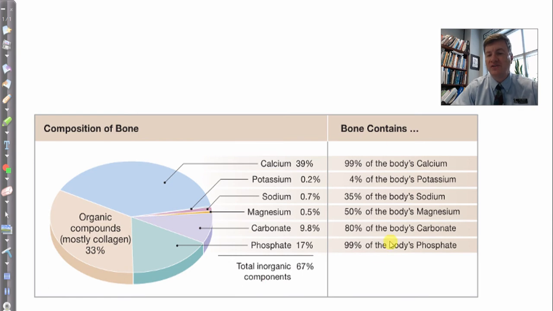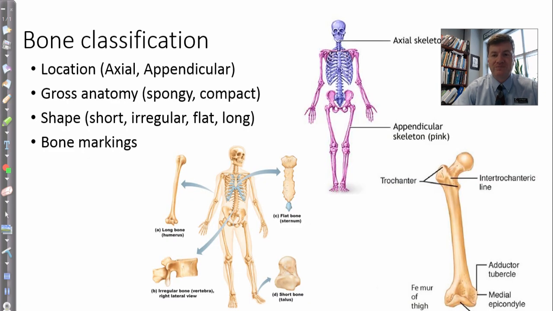I find this chart here, though, quite interesting. It shows you what the bone stores: 99% of the body's calcium, 99% of the body's phosphate, 80% of carbonate, 50% of magnesium. So this once again reinforces the fact that bone is a very important storage region for minerals.